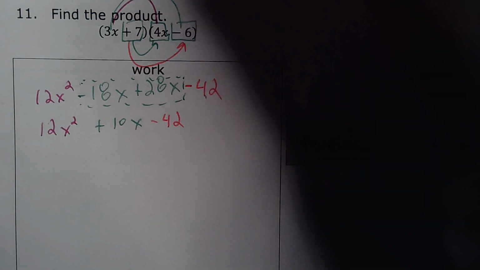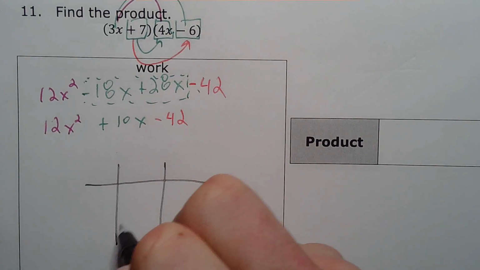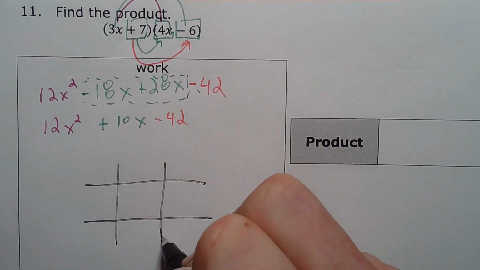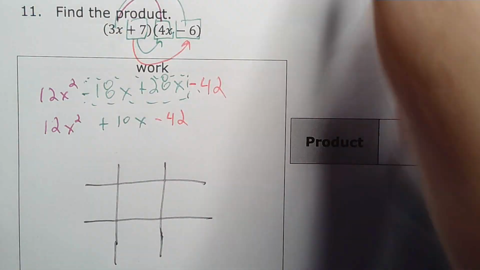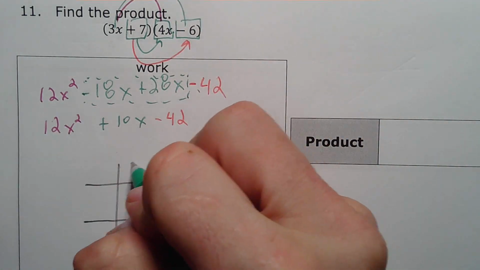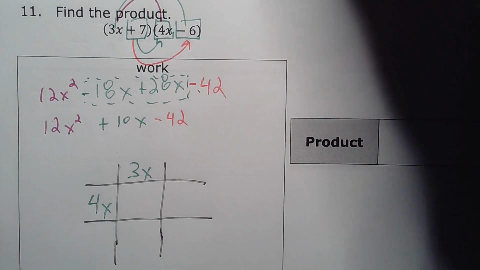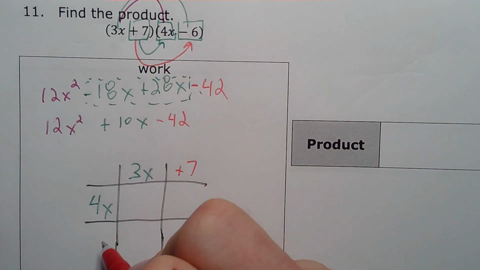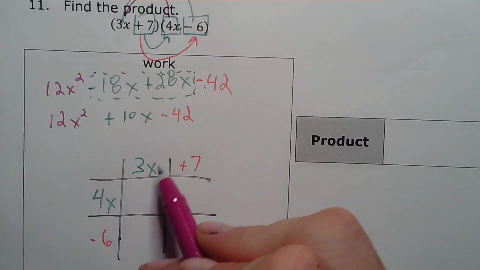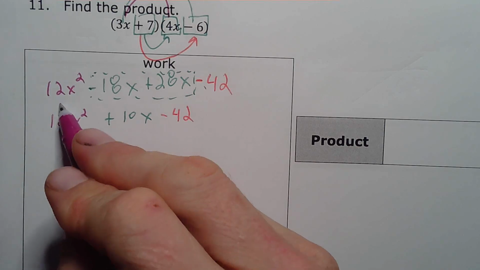Okay, and then the other way to do it is to set yourself up a table like this with the terms from each split up. So we have our 3x and our 4x, and then a positive 7 from there, and a -6 from here. You're always going to have an x squared when you multiply an x times an x, so it's going to be a 12x squared. That's where that one comes from.